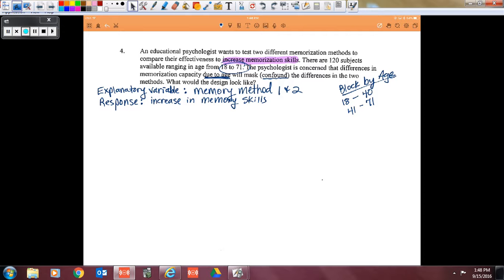I see you have a trait there that may affect the subject's memory skills. So how are you going to block? By age. Why are you going to do that? Because age can affect memory skills. Yes. How are you going to block? Age. Why? Because age can affect memory skills. So that's your how and your why. So I'm going to walk around and watch you do your nice little drawing here, and we'll see how you do.